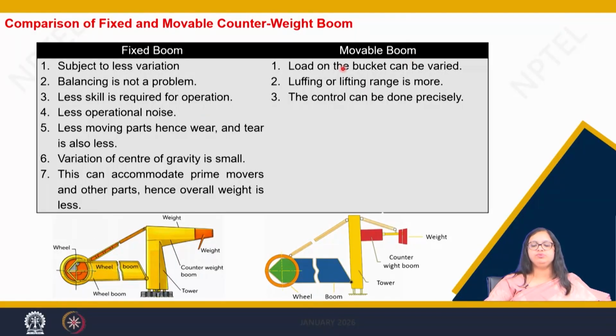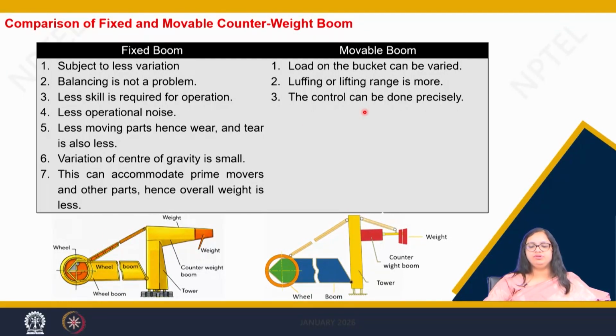However, in a movable boom, the load on the bucket can also be varied. The load on the bucket can be more, and also the wheel boom can move to a larger extent with a movable counterweight boom. In a fixed boom, balancing is not a problem because the fixed weight does not have to be balanced. It is completely fixed. Only the wheel boom moves up and down within the specified limit.